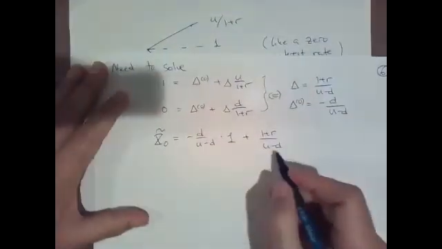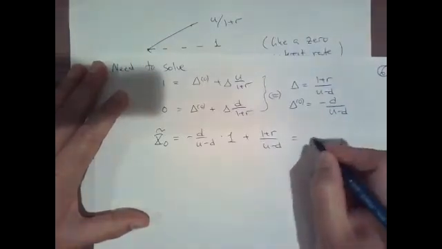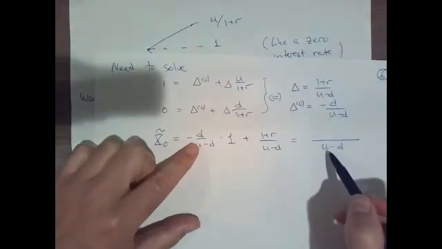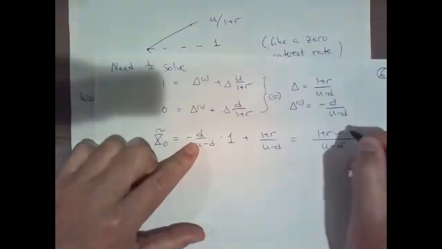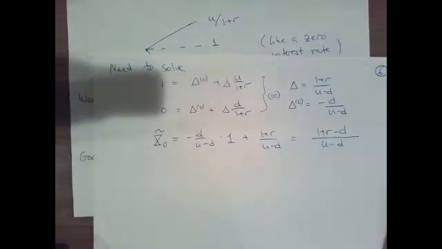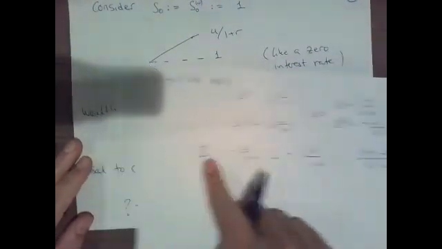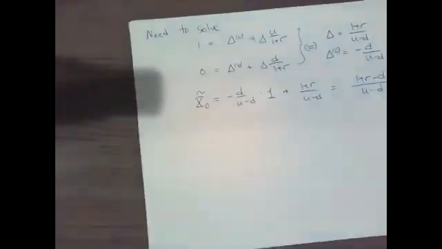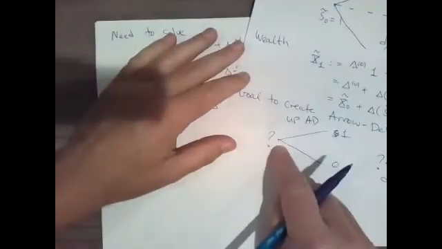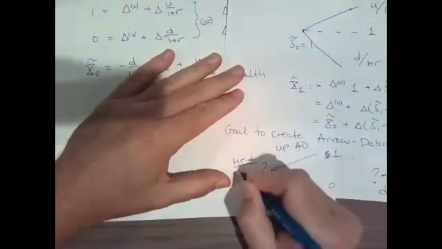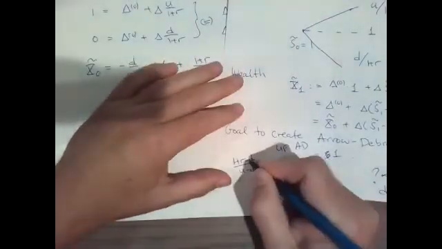And so I think we can combine these. We get u minus d downstairs. And what else do we get? We get upstairs, we'll have 1 plus r minus d. And that's my initial wealth. That's the number that would have to go out here in the question mark. So out here we will have 1 plus r minus d divided by u minus d. Okay.